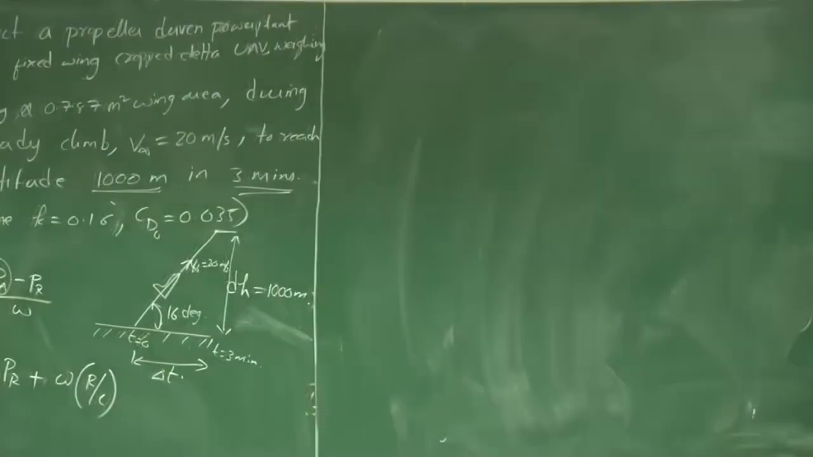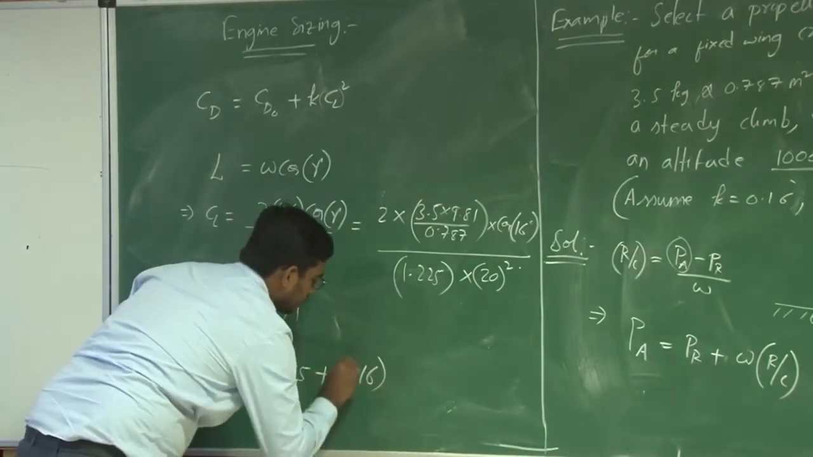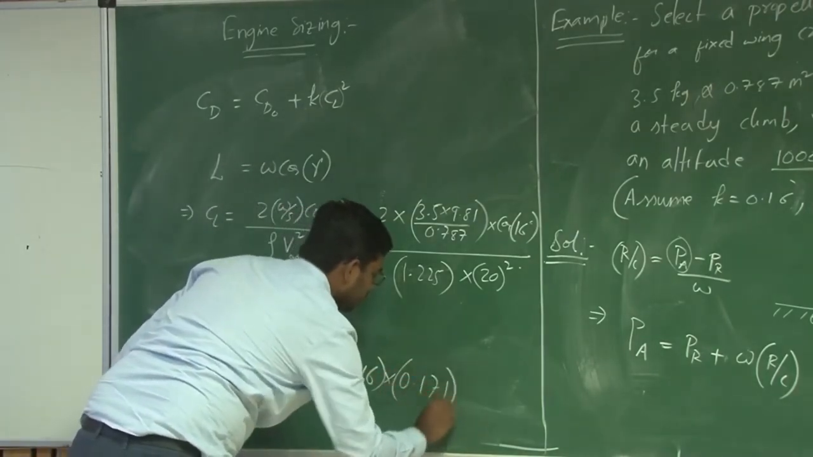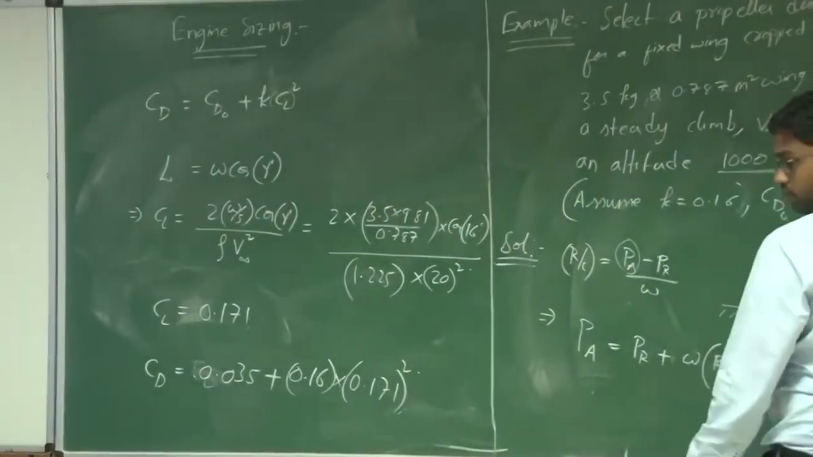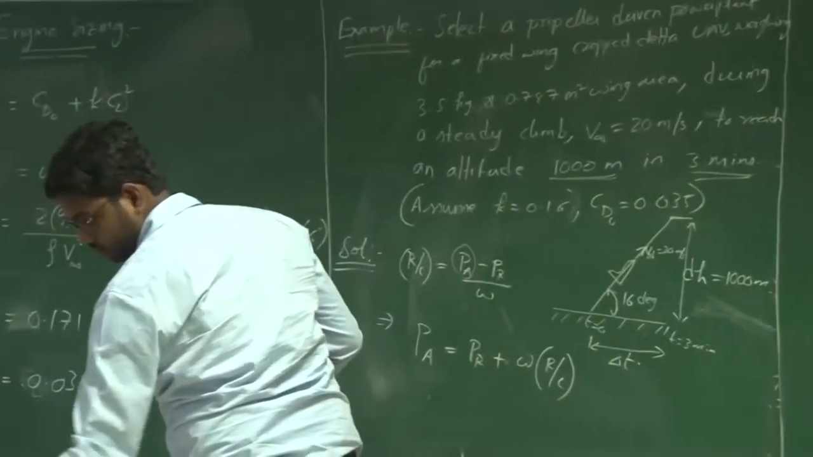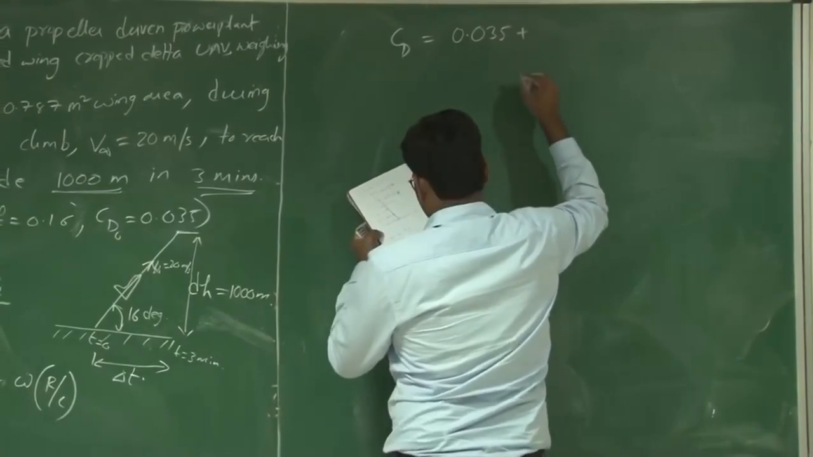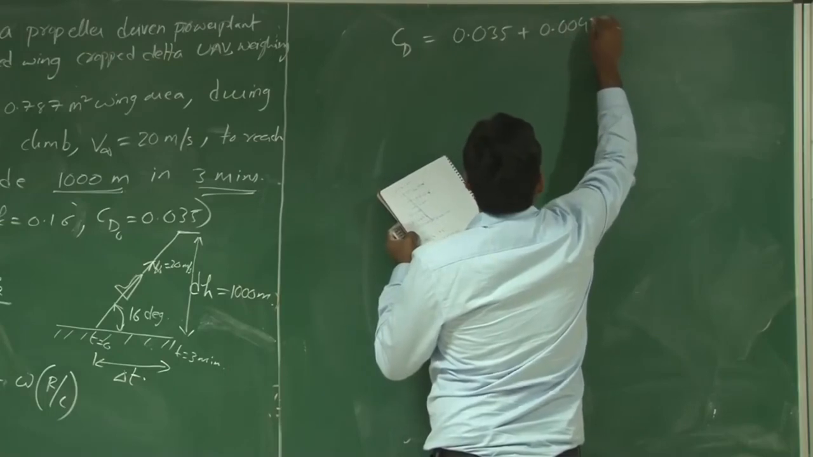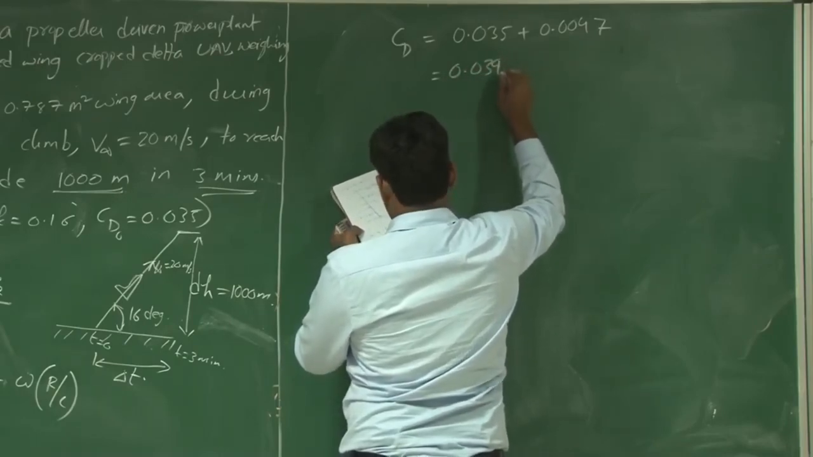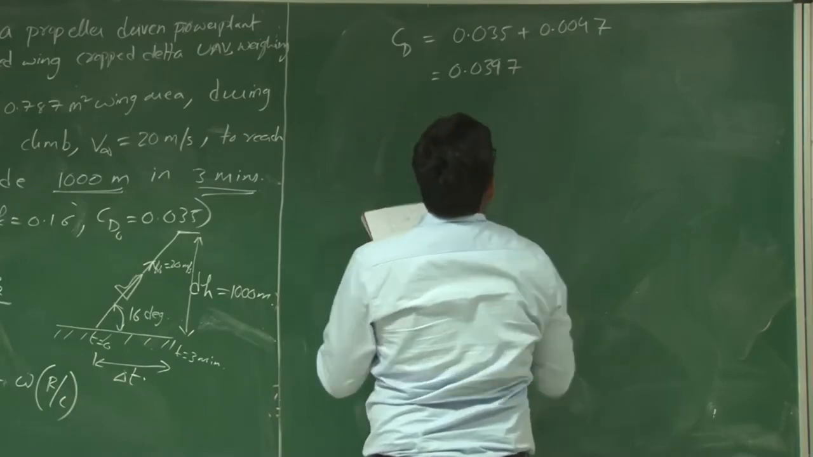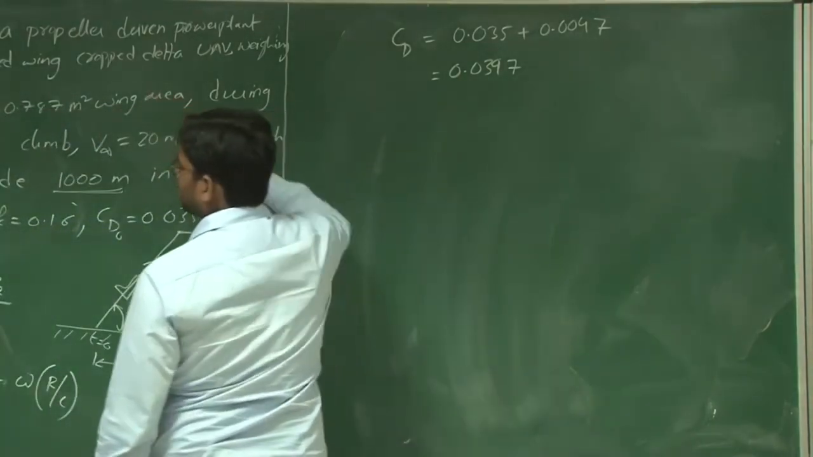It's the same configuration. What is CD? CD is equal to 0.035 plus 0.16 into CL square, which is 0.171 square. This sums up to be 0.035 plus 0.0047, which is 0.0397. So now you have CD, you can substitute in that equation.